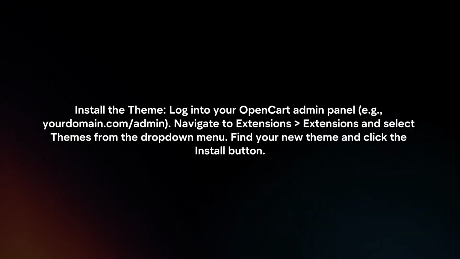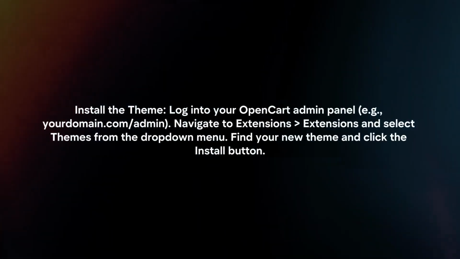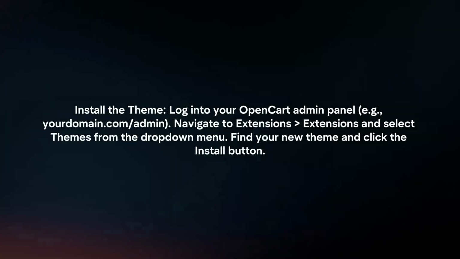Navigate to Extensions, and select Themes from the drop-down menu. Find your new theme and click the Install button.